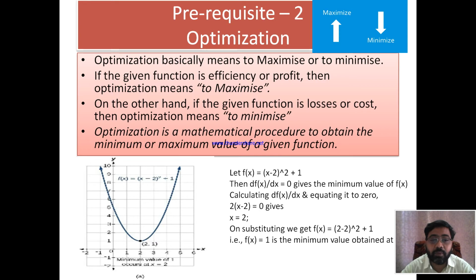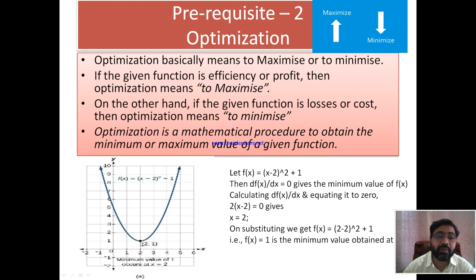So the same thing we will obtain mathematically also. Coming to the right side of the derivation here, f of x is differentiated with respect to x. x is the variable, f of x is the function. Then you will get 2 into (x minus 2), which is made equal to 0. Then you will get x is equal to 2. When you substitute this x is equal to 2 back in f of x, you will get f of x equal to 1. Thus, f of x equal to 1 is the minimum value obtained at x is equal to 2.